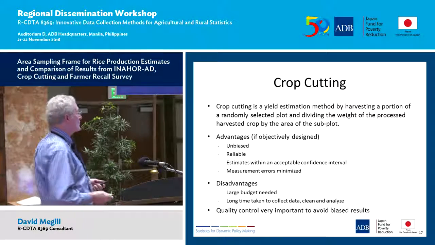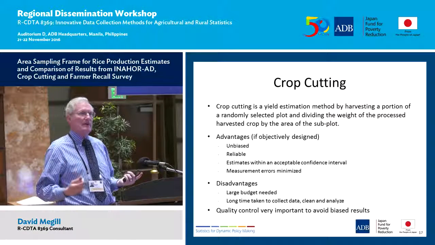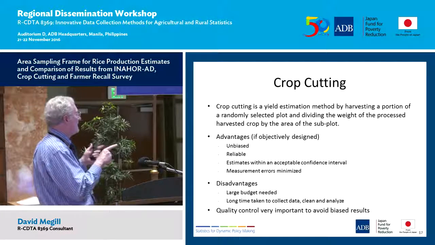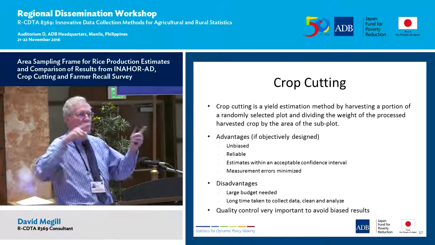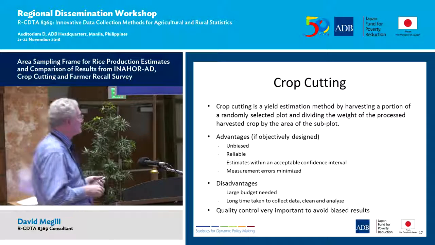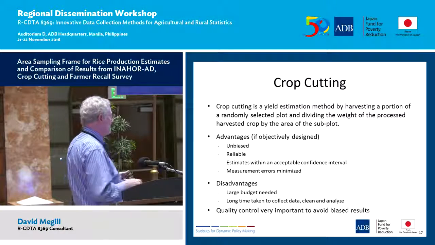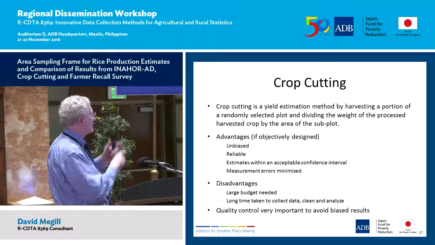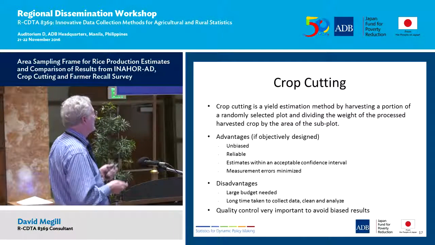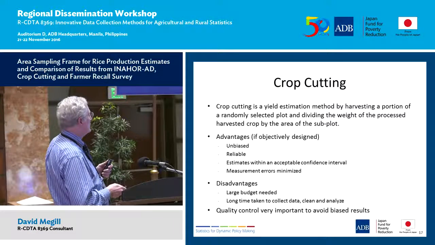Now, why do we use crop cutting? It's a method of objectively measuring the yield by actually harvesting a portion of the plot where the size is very well controlled, and also it's randomly selected so that it is representative. And then the rice that is harvested from that plot is measured, weighed, and then that is used to measure the yield.